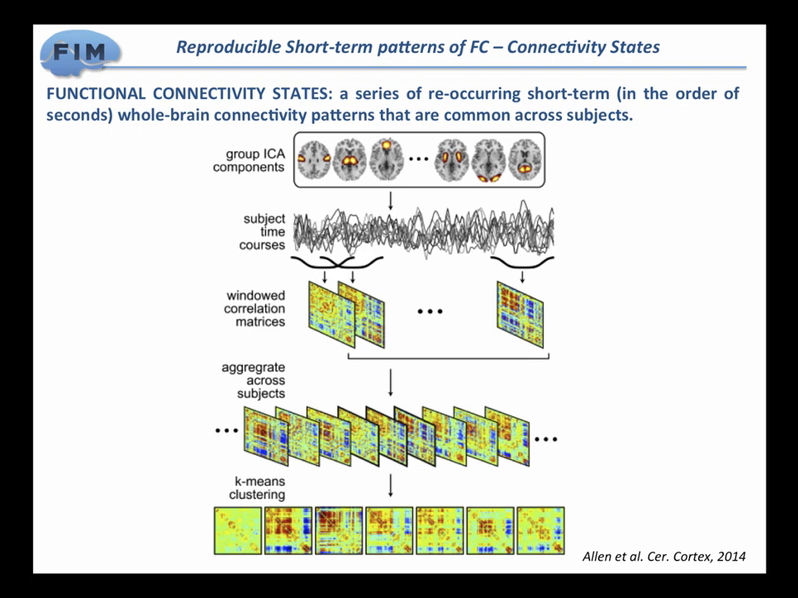The final observation that I think is the one that has captured the attention of most people is this idea that if you were to look at the connectivity of the whole brain, and look at the dynamic behavior as a scan progresses, you would find this thing called functional connectivity states, which is a series of recurrent short-term whole brain connectivity patterns that are not only present in each of the subjects, but that it can be to some extent reproduced across subjects.